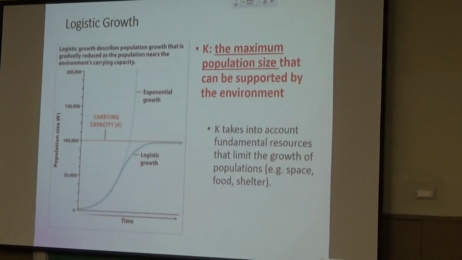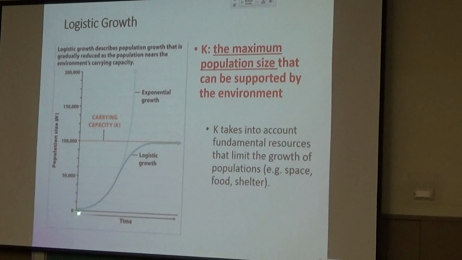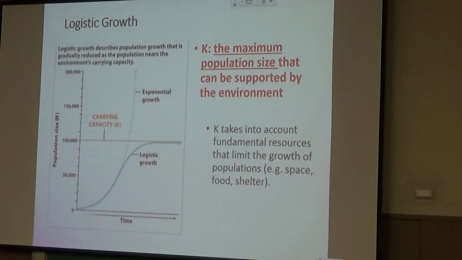So we can see that if there is no limit, populations grow exponentially. If there is a limit in terms of number of individuals the environment can support, the population grows until it reaches the carrying capacity, and then population size remains constant over time. So it tends to stay at the carrying capacity over time.